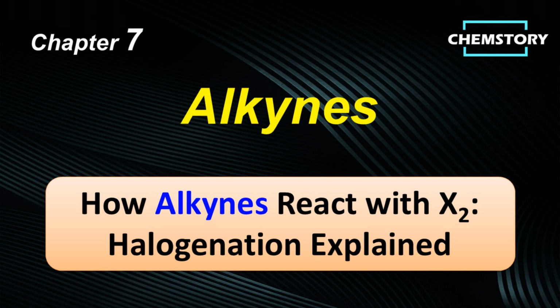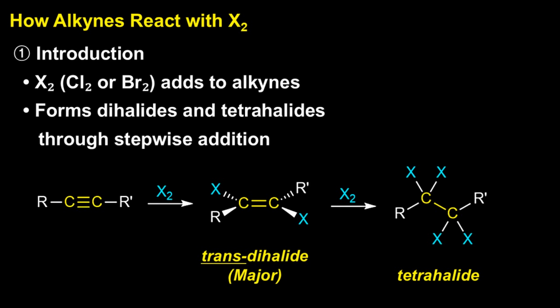Today we're going to look at how alkynes react with halogens like chlorine or bromine. It's a pretty handy reaction, especially if you want to convert a triple bond into something more saturated, like a dihalide or even a tetrahalide. We'll take a look at what happens when a halogen molecule, Cl2 or Br2, adds across the triple bond. Then we'll break down the mechanism step by step and see how the products change depending on how much halogen we use. Alright, let's jump in.